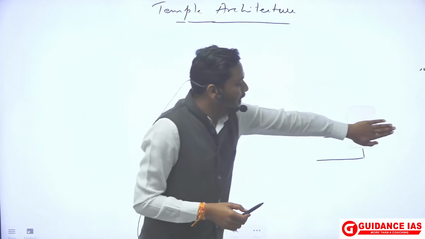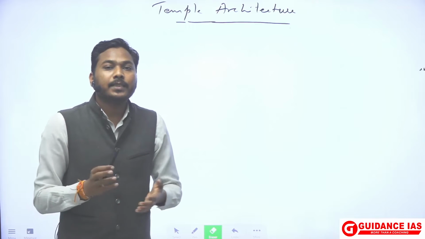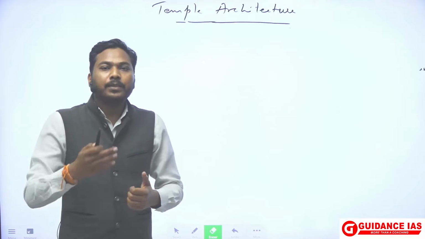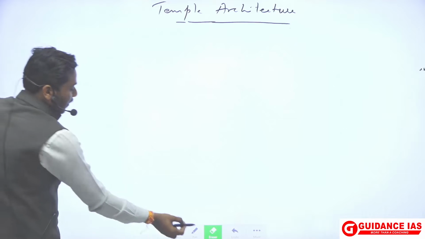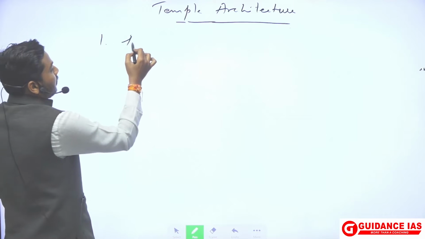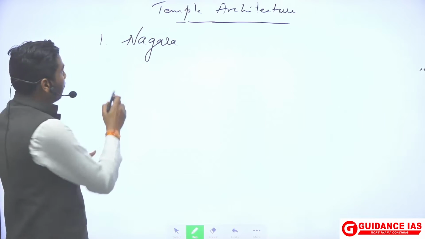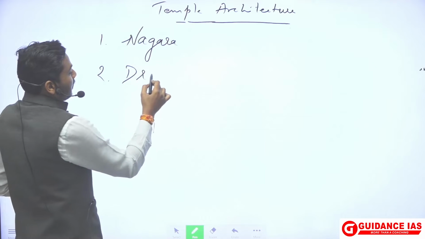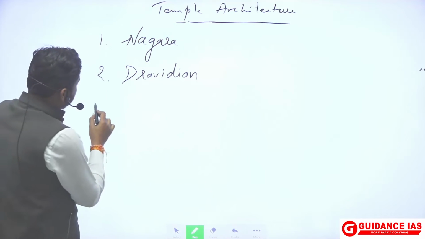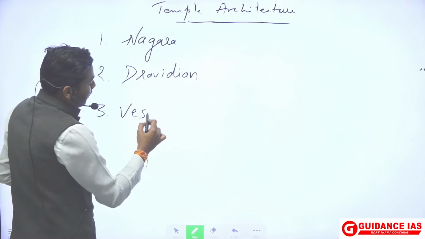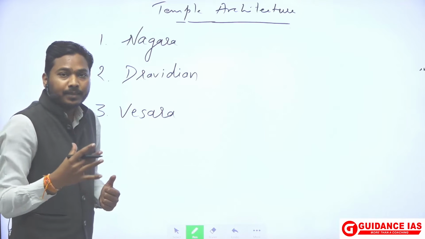Now, when it comes to temple architecture in India, temple architecture can be divided into three categories. Or we can say, temples in India are constructed in three different styles. Those three different styles are number one, Nagar style. Number two is the Dravidian style. And number three is the Vesara style. So three types of temple architecture are present in India.